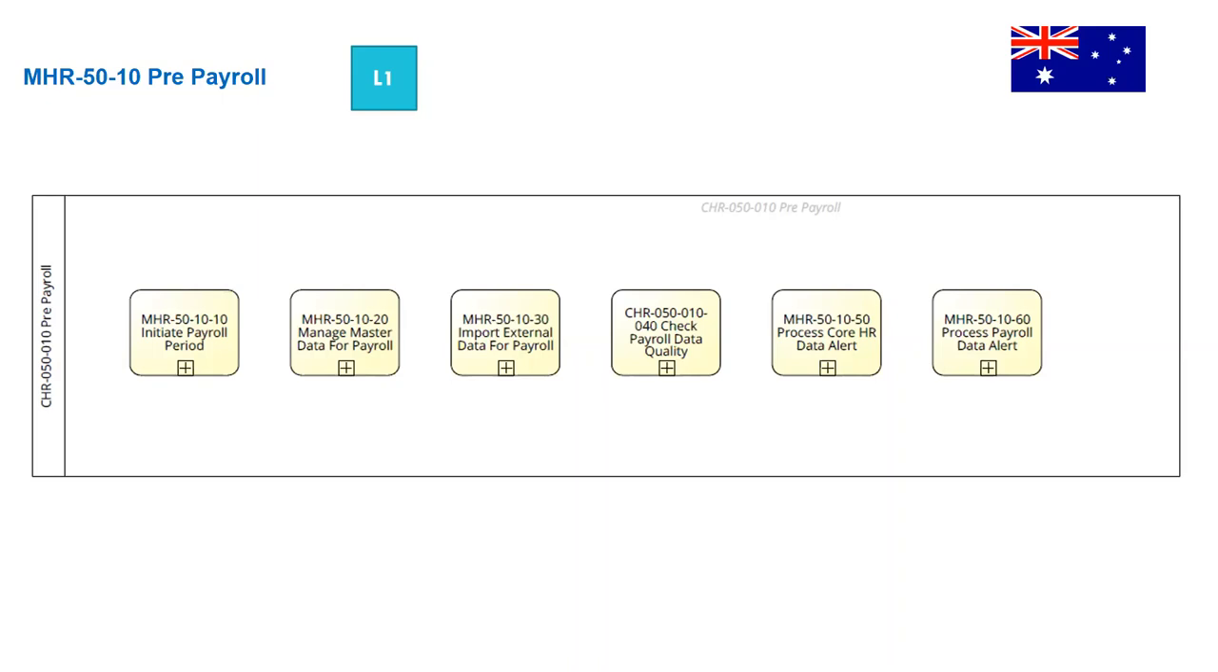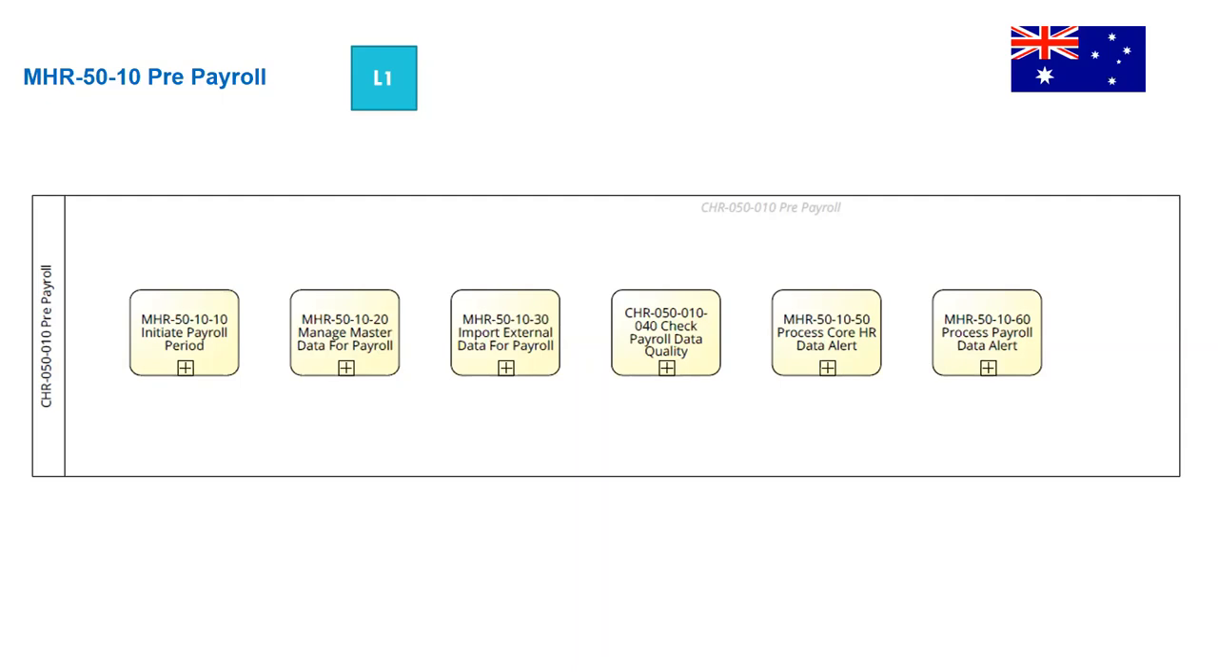When you exit the previous payroll control record, it moves to the next month's control record. That we call the initiate payroll period. That means we started or initiated the payroll period for the first month of 2020. So that is the first activity, the first process.